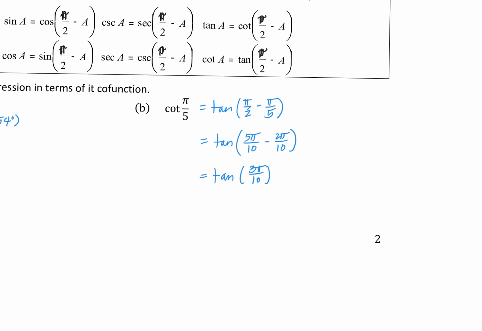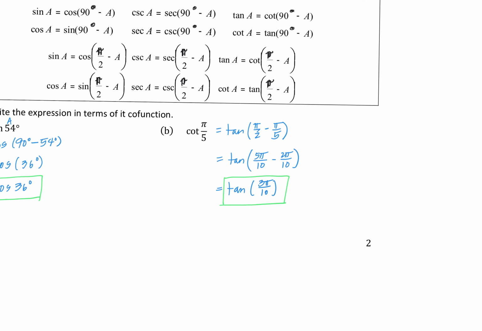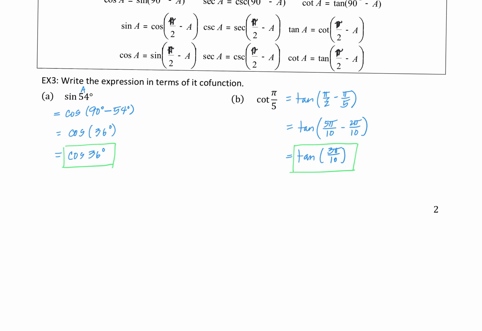So once you have one function, you can always get the cofunction by subtracting from either the 90 degrees or from the pi over 2. Again, I can leave the parentheses on or drop them. Something I wanted to point out is, remember with radians, you don't have to write the units, but with degrees you do.